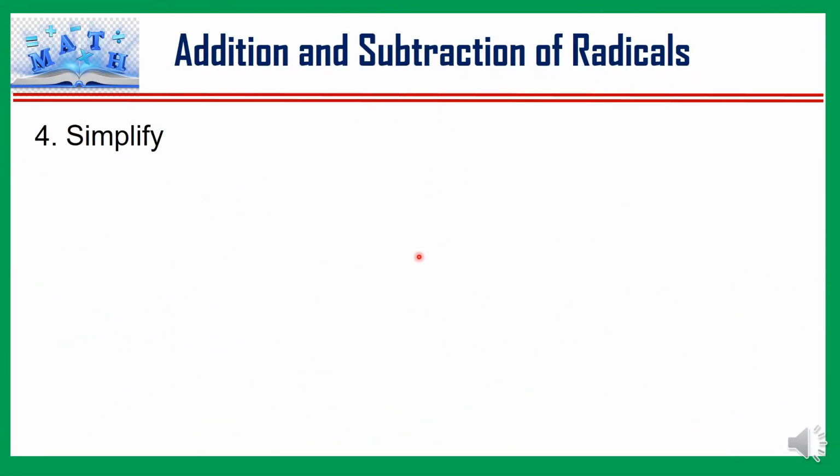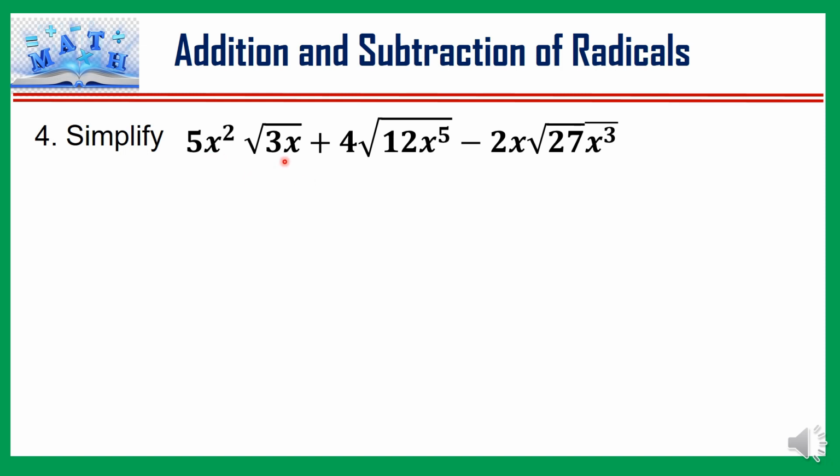Let's have our last example on how to add and subtract radicals. Example number 4: simplify 5x squared of 3x plus 4 squared of 12x to the 5th power minus 2x squared of 27x cubed. Kung mapapansin nyo dito sa ating given, meron na tayong involved na variables. So, ano po ang ating gagawin? Apply lang po natin yung mga rules na in-apply natin doon sa ating previous examples 1 to 3.